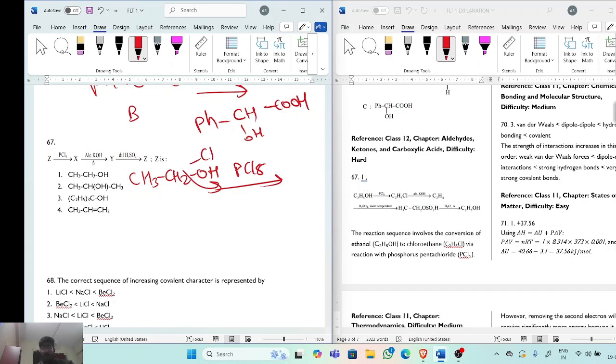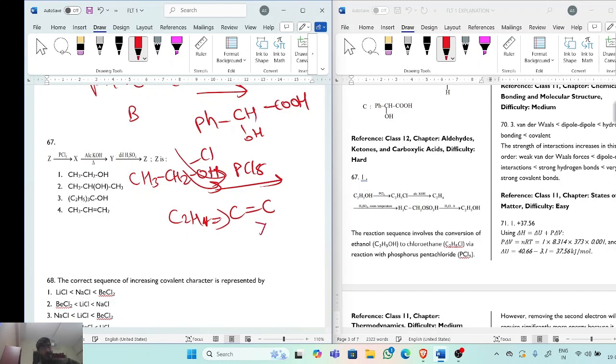Now we are reacting with alcoholic KOH. When we react the compound with alcoholic KOH, it will remove this Cl group. When this Cl group is removed, C2H4, ethene, will be formed. So the product Y is ethene.